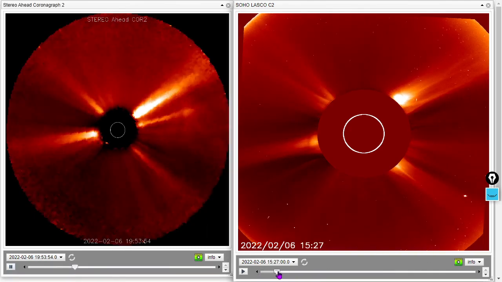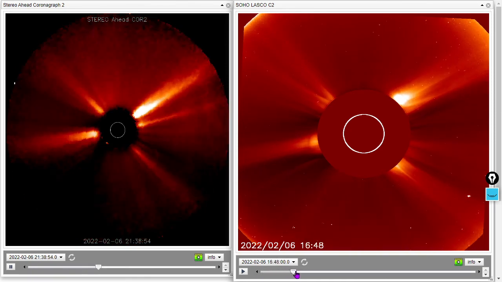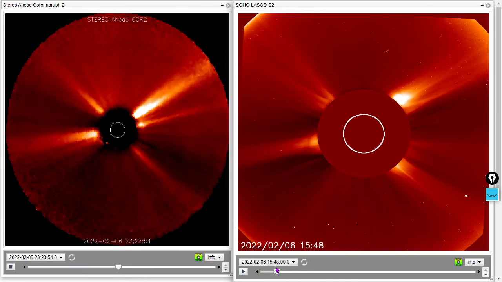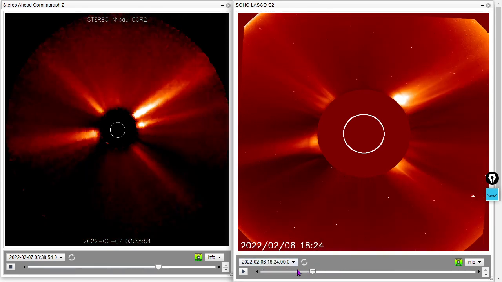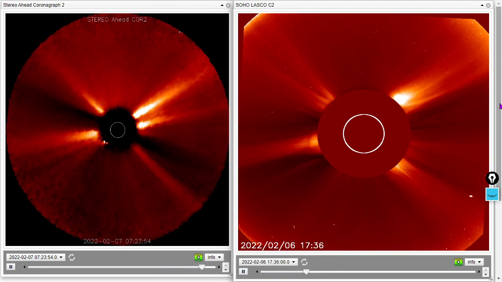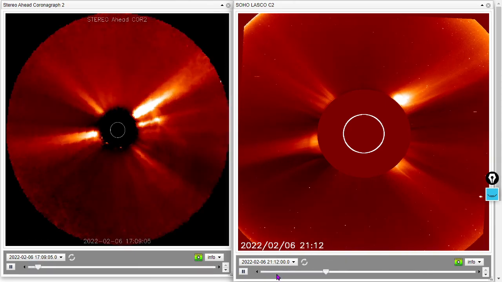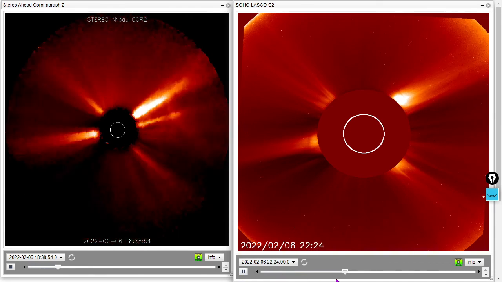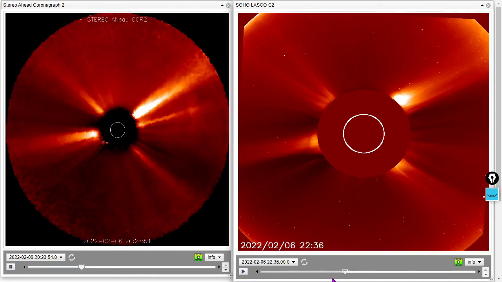However, when we look at it from the LASCO C2, there is a bit of a halo. So you can see some ejecta here showing up on both sides of the coronagraph. So some of that ejecta would be Earth-directed. I would say most of it probably not. So again, there's that footage.